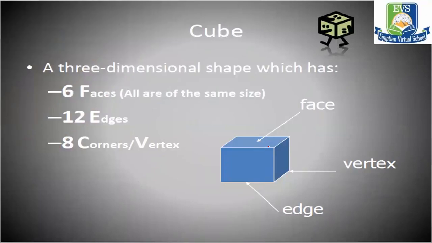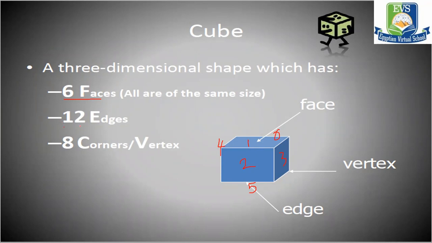And our first shape today is the cube. It's a 3-dimensional shape. The cube has 6 faces. 1, 2, 3, and here's 4. And on the bottom we have 5, and on the other side we have 6. So it has 6 faces. All of them are square.